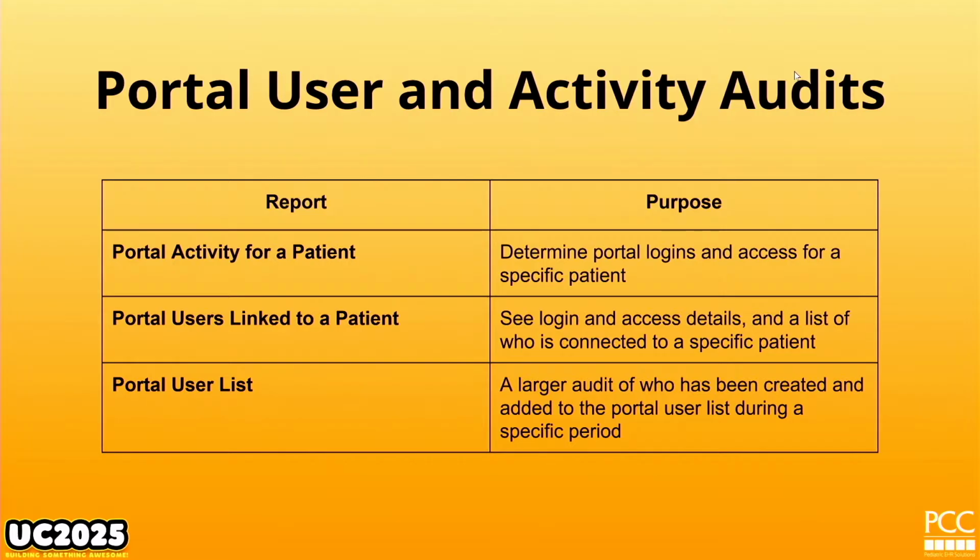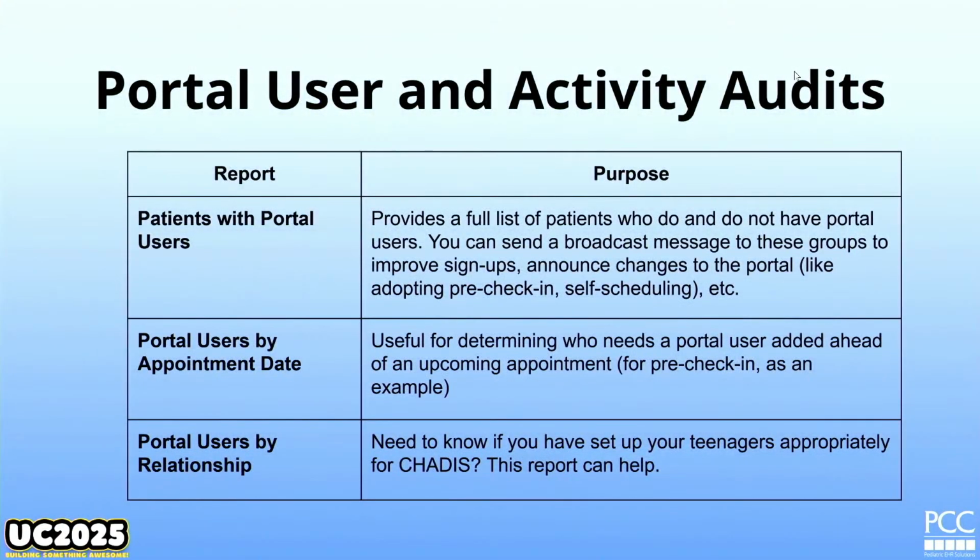What report do we use to see what patients don't have a portal? I think it's the first one here, patients with portal users. When you run that, I think there's a filter of with portal user or without portal user, and it'll give you a list of patients that do or do not have a portal user.